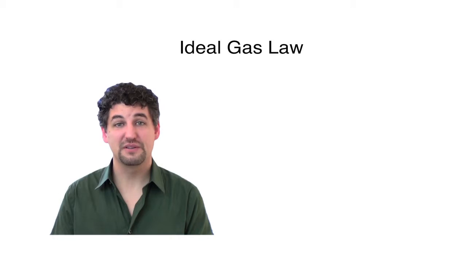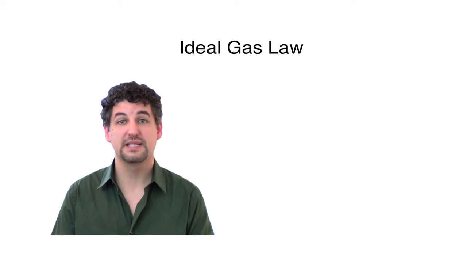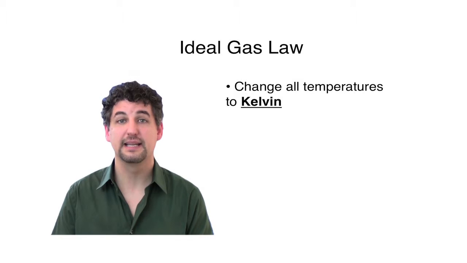Okay, you just got done watching a video about the ideal gas law. So let's revisit those 3 very important points that I made at the beginning of the video. First, you have to make sure that the temperature is always in Kelvin. Okay, so if you're given a Celsius temperature, you add 273, and then that tells you the Kelvin temperature.